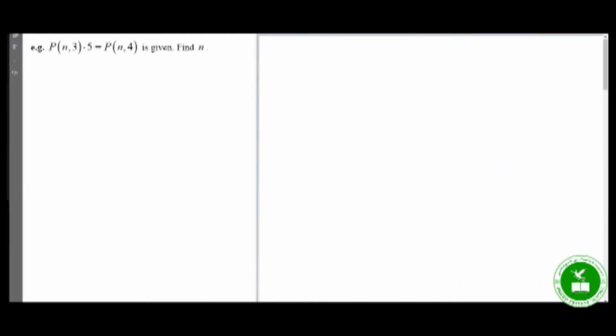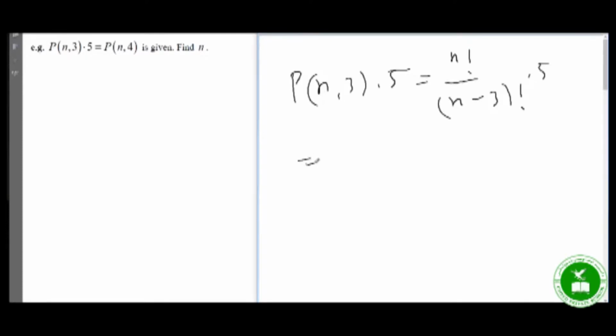Next example: the permutation of 3 from n times 5 is equal to the permutation of 4 from n. This is given. The question asks us to find the value of n. So let's find it. The permutation of 3 from n times 5 is equal to n factorial over n minus 3 factorial times 5, and it's equal to the permutation of 4 from n, which is n factorial over n minus 4 factorial.